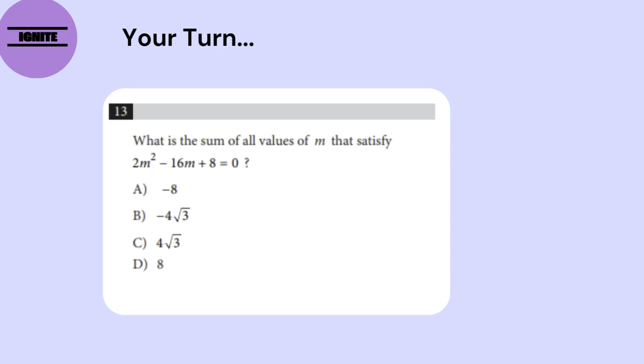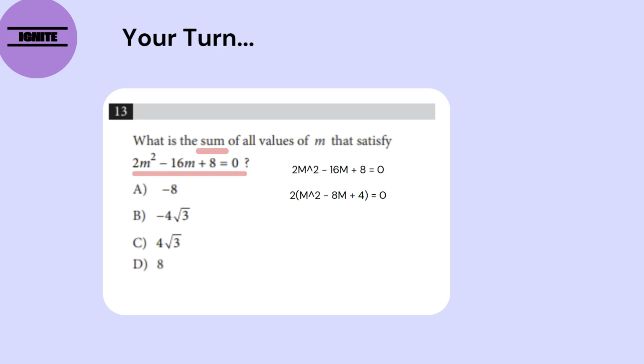Now that you've had a chance to look at this question, let's go over it together. What is the sum of all values of m that satisfy 2m squared minus 16m plus 8 equals 0? Now, there's multiple ways we can do this, but let's try dissecting this first. We have 2m squared minus 16m plus 8 equaling 0. Now, let's continue. Let's factor out a 2, and we have m squared minus 8m plus 4.